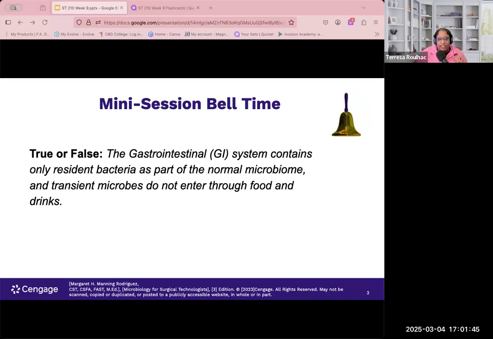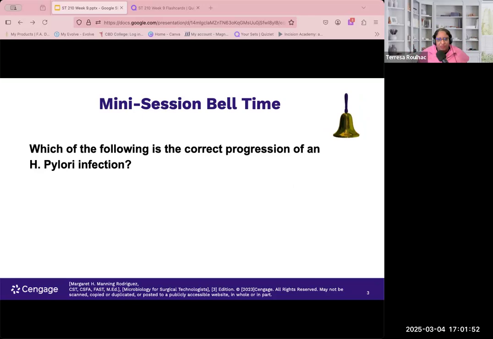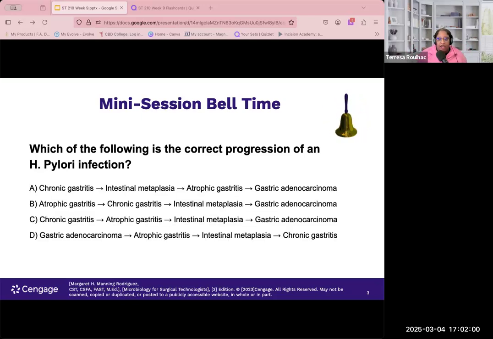One more question before we get started. Or actually, we have 2 more. Okay, here we go. This one's a little bit different. Which of the following is the correct progression of H. pylori infection? You've got A, chronic gastritis, intestinal metaplasia, atrophic gastritis, and gastric adenocarcinoma.